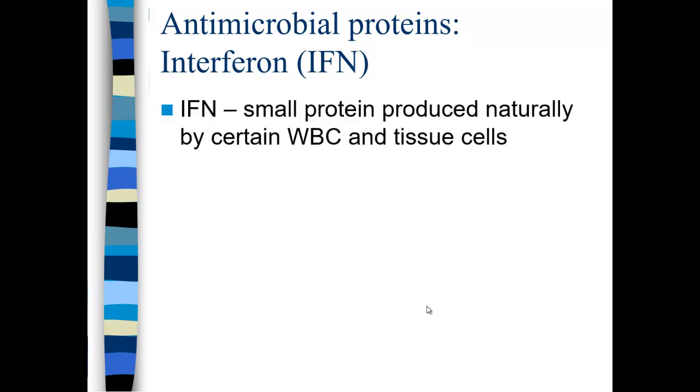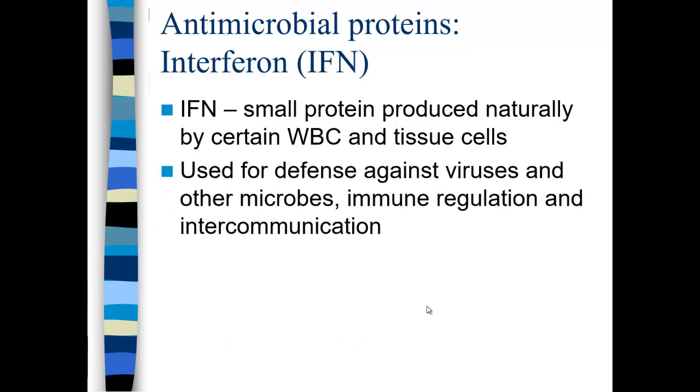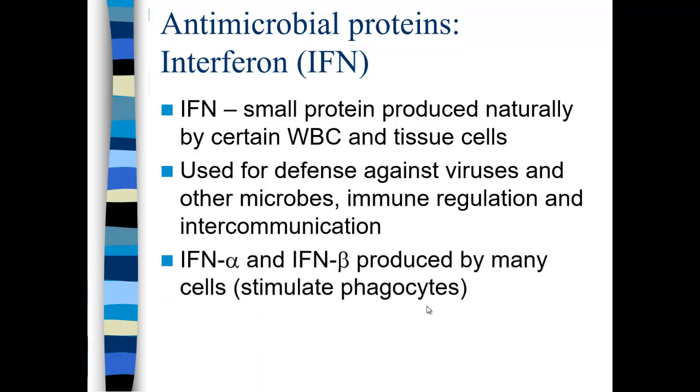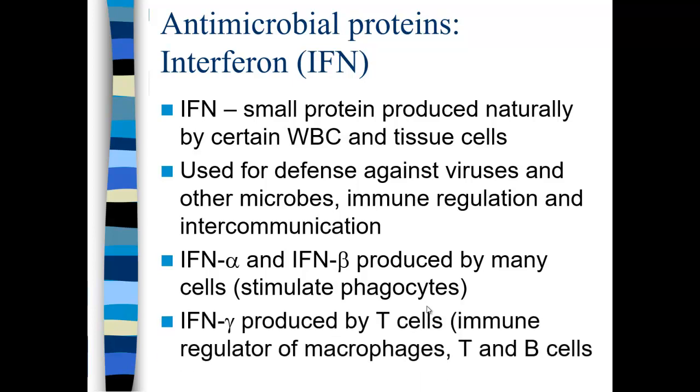Cells produce interferon. This is a small protein, and it's produced by certain white blood cells and tissue cells, and it defends against viruses and other microbes. It plays a role in immune regulation and immune intercommunication. And interferon alpha and interferon beta both will stimulate phagocytes, so they will allow phagocytes to enter the infected regions and start to phagocytose bacterial cells. And interferon gamma is produced by T cells, and that actually regulates macrophages, T and B cells as well.